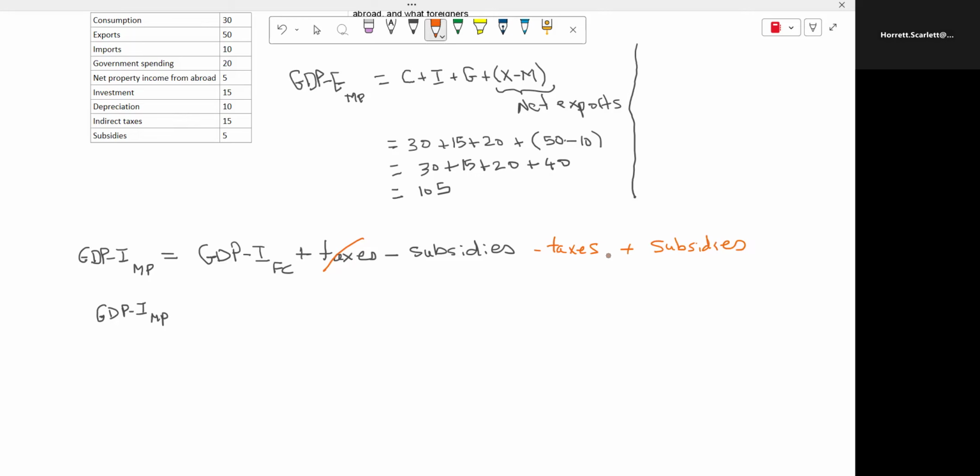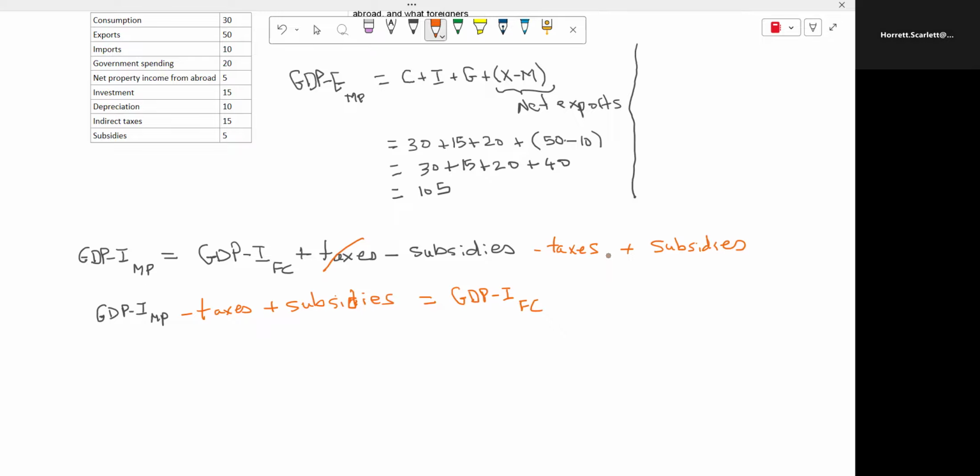Now remember, in order to keep the equation consistent, whatever we do to one side, we have to do to the other side so that the equation can balance. It therefore means that we are going to end up with GDP at market price minus the taxes plus subsidies, that is going to be equivalent to the GDP at factor cost.